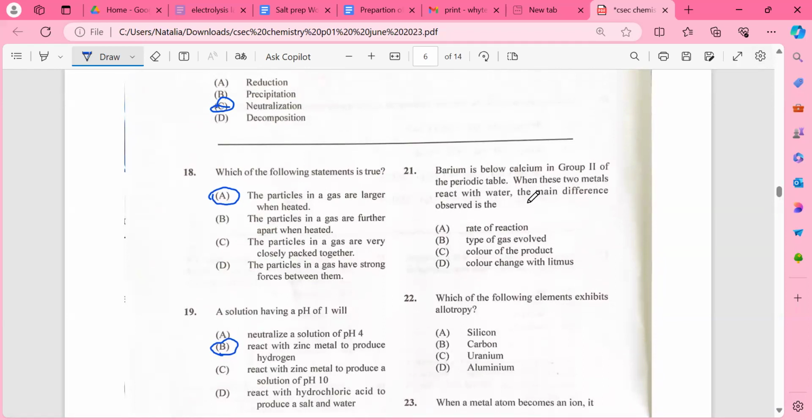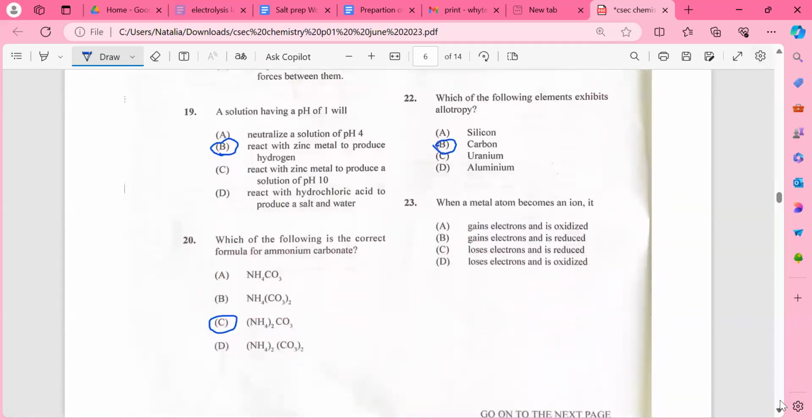When these two products react with water, the main difference observed is the rate of the reaction. Barium is going to react faster than calcium. Which of the following elements exhibit allotropy? So carbon, sulfur, and phosphorus are the elements which show allotropy.